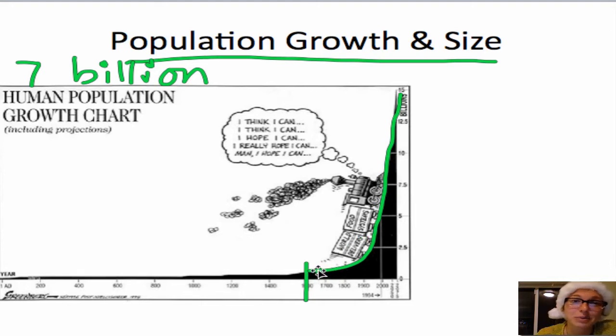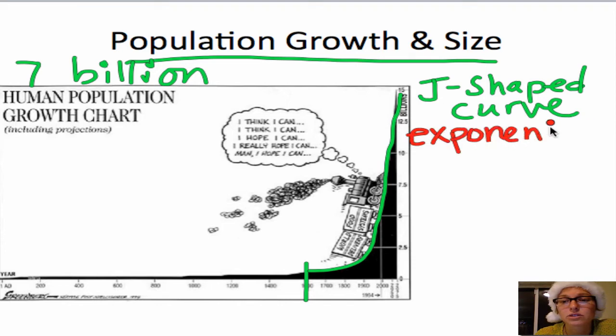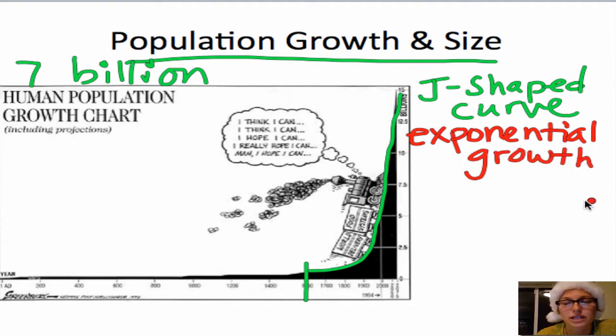J. So what do we call this? We call this a J-shaped curve. And a J-shaped curve is the way a graph looks of a population that is experiencing exponential growth. The population is growing exponentially. And it's growing as if there are unlimited resources.